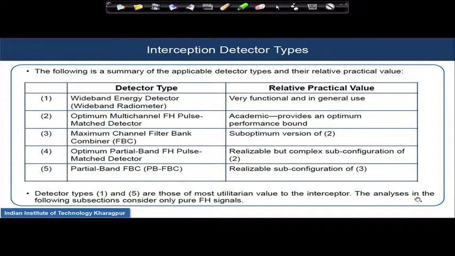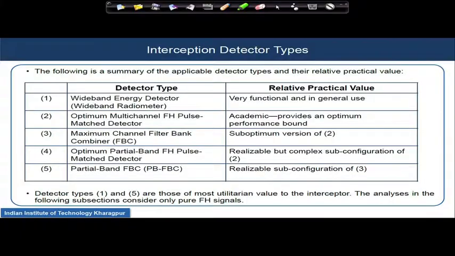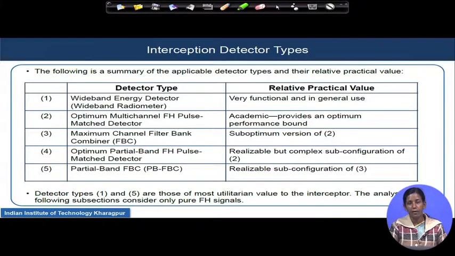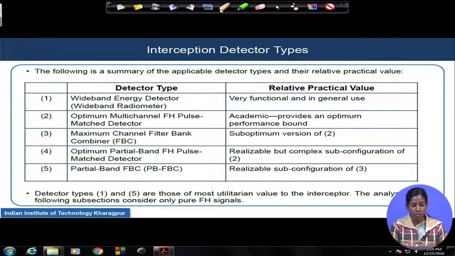So let us find out, in summary, how many types of interceptor detectors are available, and what their relative practical values and applications are. We started with the wideband energy detector, also called the wideband radiometer. In terms of relative practical value, they are very much functional and are in generic use.